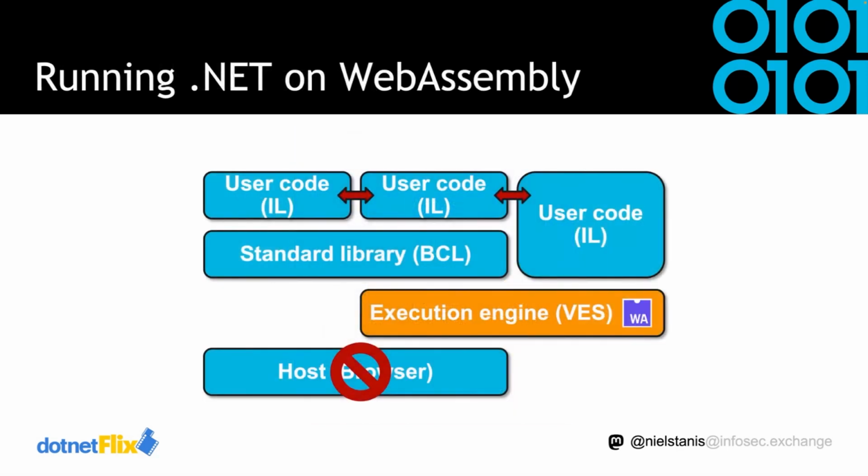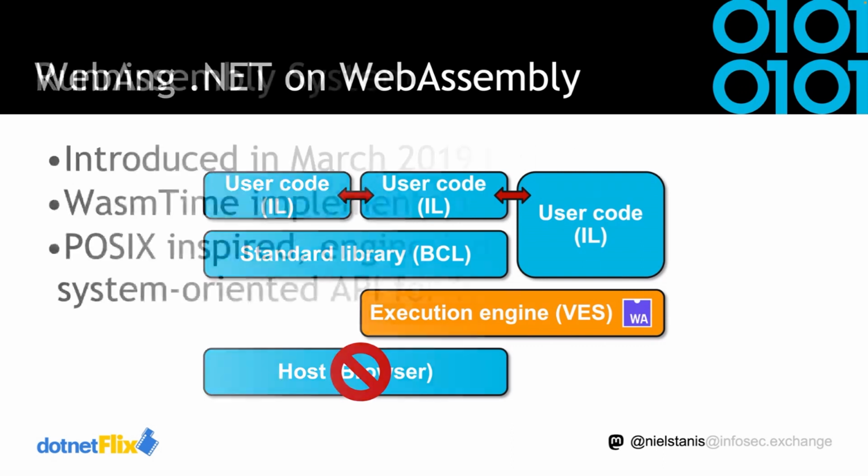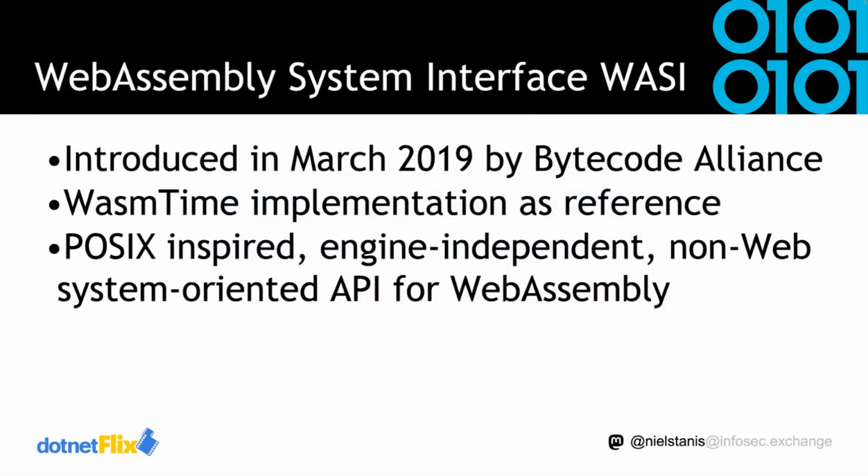What if we want to take WebAssembly and pull it outside the browser? We need to replace the host with something else. And that's exactly something that started in 2019, because in 2019 the Bytecode Alliance was formed, which is a cooperative effort between big companies like Google and Microsoft, which has the goal of taking WebAssembly to its next level.